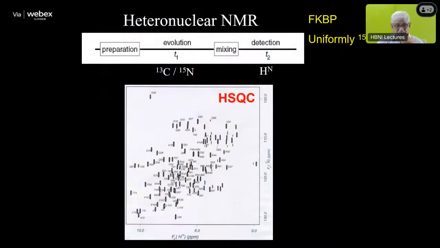So what do we do there? Then of course, we try and use other nuclei. So far, we are focusing only on the proton-proton COSY spectrum or proton-proton NOESY spectrum, but you can also use heteronuclei like carbon-13 or nitrogen-15. But these are not naturally abundant isotopes. 15N is 0.37% in natural abundance, and carbon-13 is 1.1%. Natural abundance is so small.